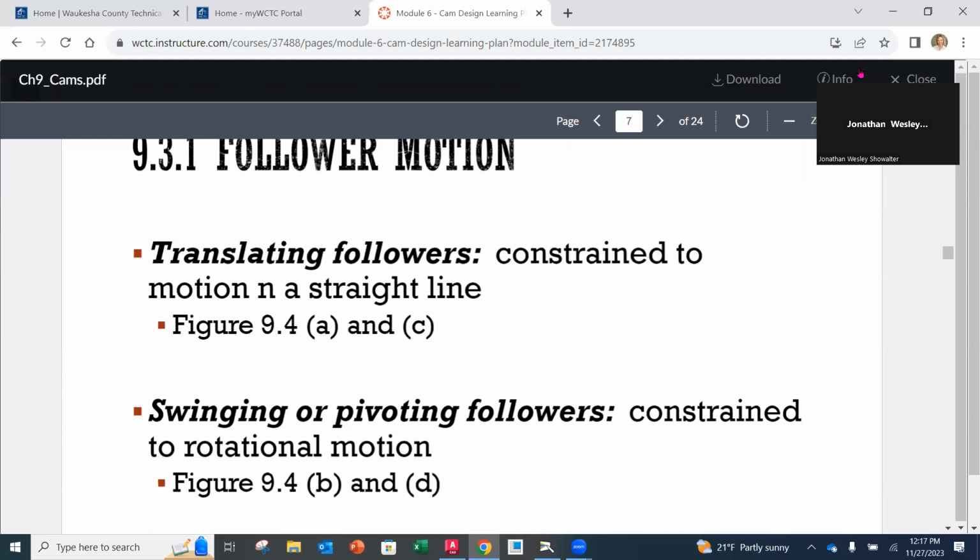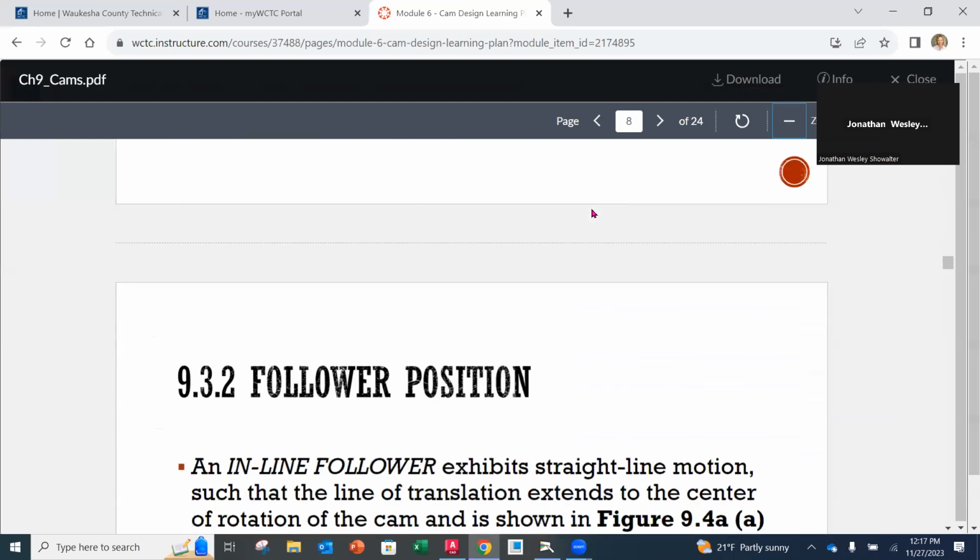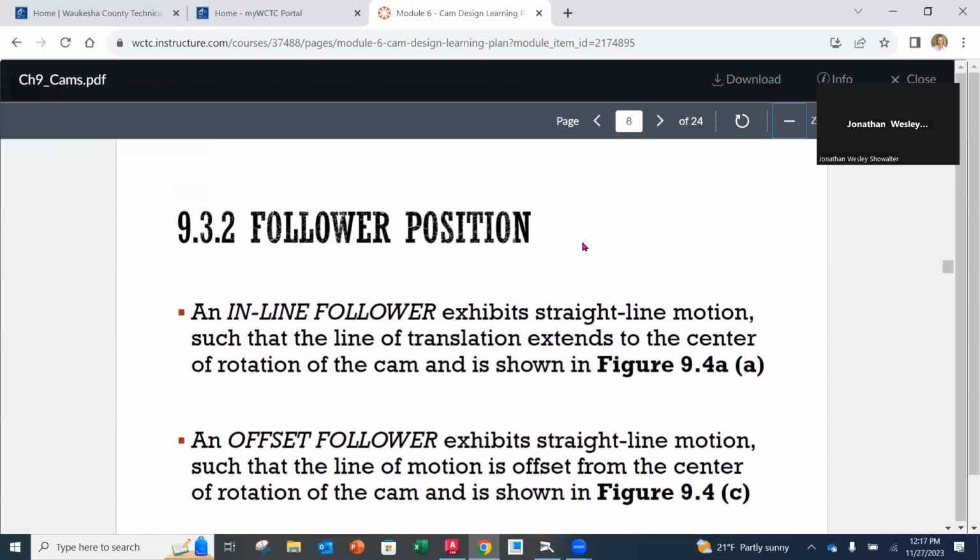Now, as we look at the follower motion itself, it's going to be one of two things. It's either going to be translating, that means it's going to be in a straight line, which we saw in a couple of those cases, or it can be swinging or pivoting, as we saw in a couple of those cases as well. Now, follower position, as we said, it's either going to be in line or it's going to be offset. Okay. And so in line is when that follower is in line, and if we extend it, it's going to go right through the center of where that cam is rotating. If it's offset, then there'll be a distance between those two.